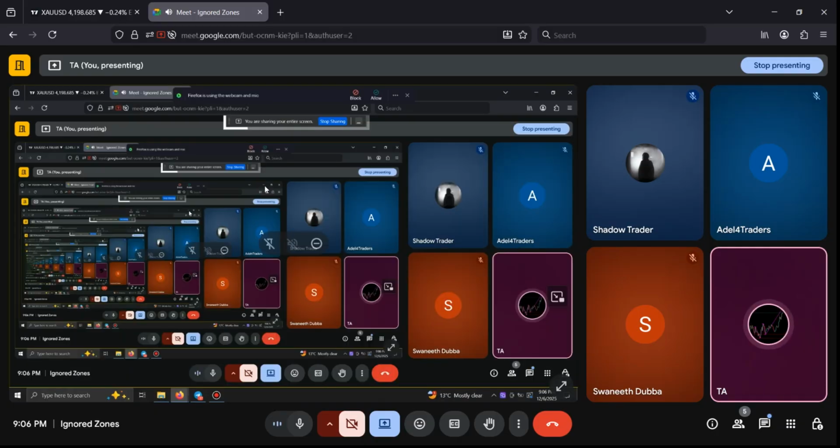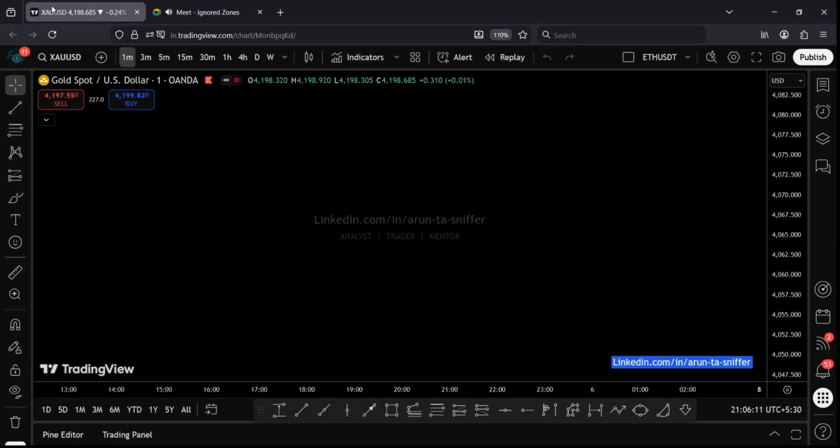Okay, so now you can see my screen and chart window.